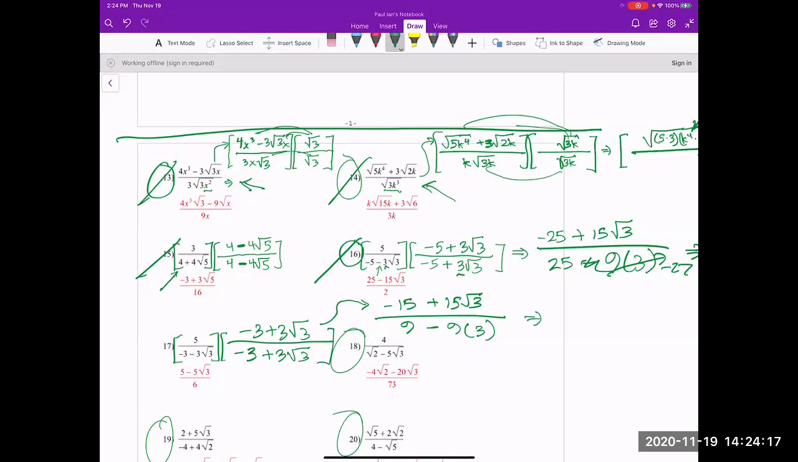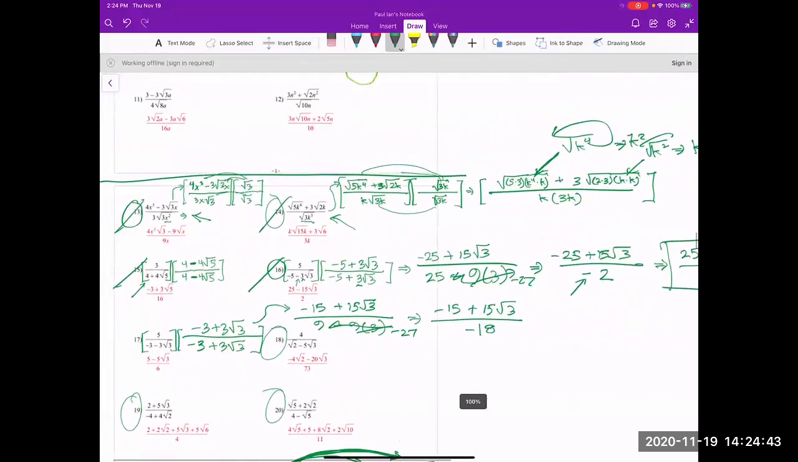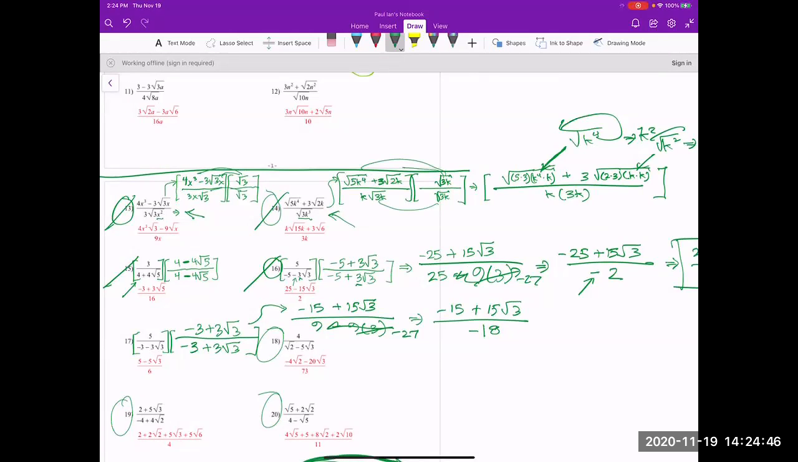Okay. Let's see if we can simplify this. So the bottom, you have -27 here, right? Yeah. So 9 minus -27 is what? -18. So -15 plus 15 root 3. I know you can do something with these guys, right? 15 and 18. What's the common factor for these ones? 3. Okay, so what cancels out up top? 3.